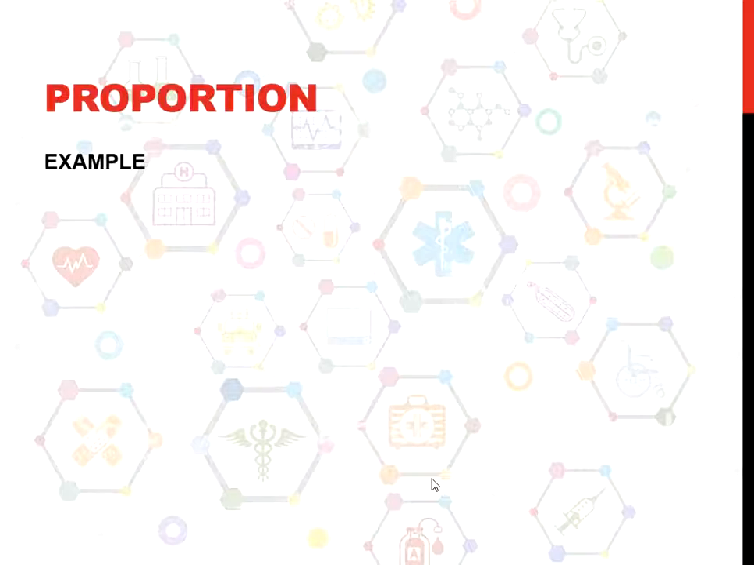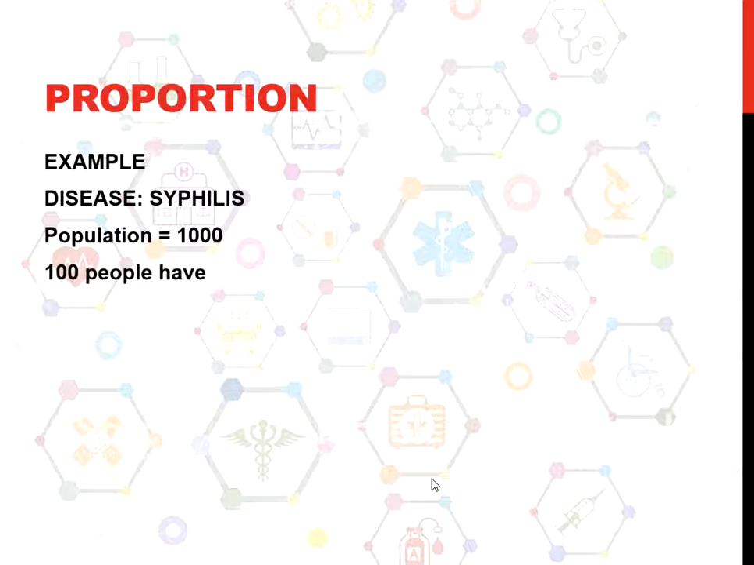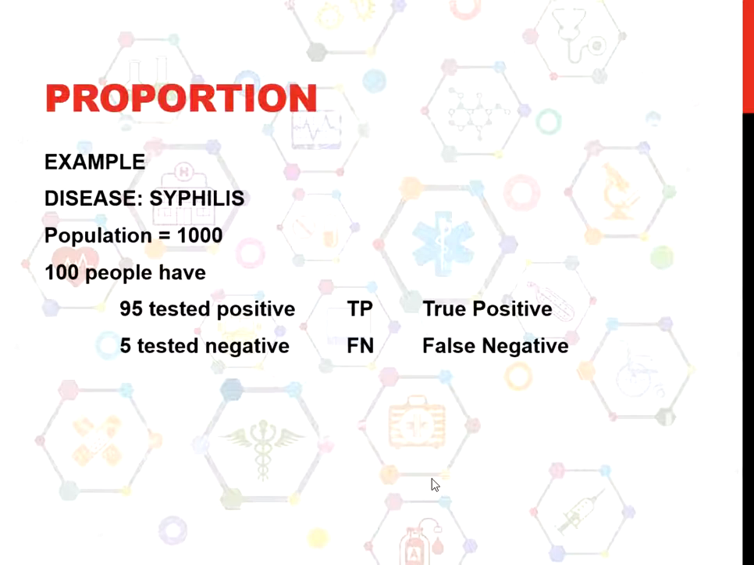Okay, so example. And this is target natin is syphilis. We have a population of 1,000 individuals or samples. So, 100 people have the disease. Okay, so 100 yung may sakit. So, sa 95 na yon nag-test na positive. Ibig sabihin, 95 ang ating true positive individuals. So, may sakit, nag-test na positive, true positive. So, ilan yung natitira sa may sakit? 5. So, yung ating 5 ay nag-test na negative, pero may sakit sila. Hence, false negative.